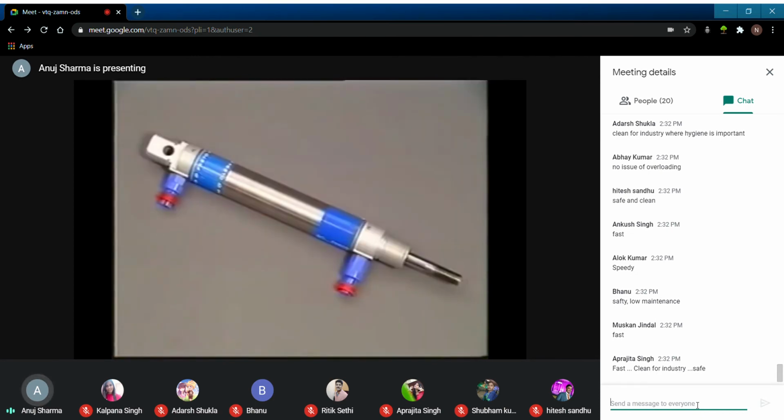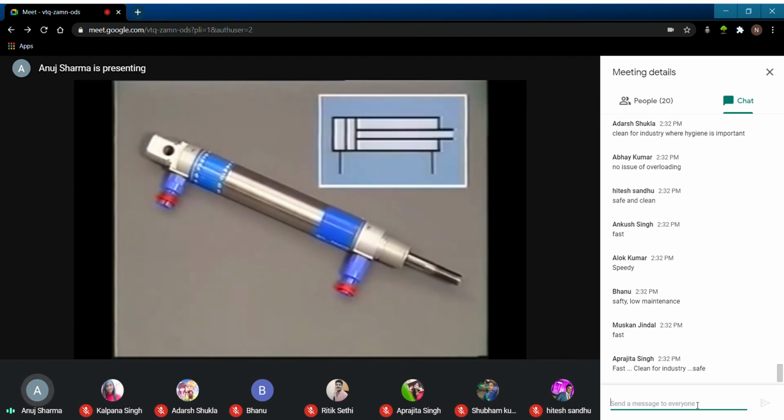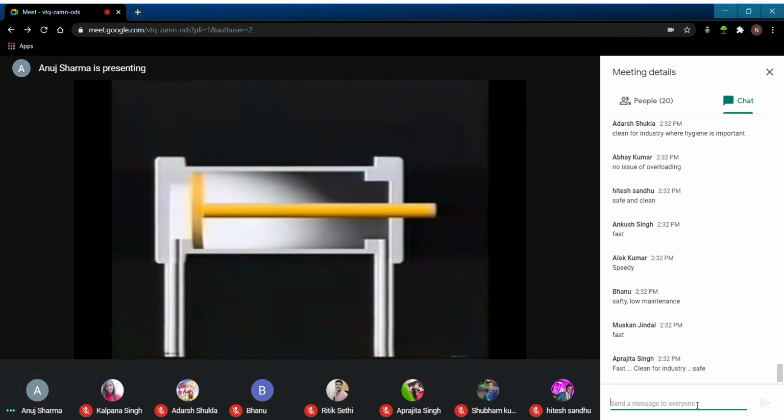In applications requiring work in both directions, the double-acting cylinder is used. This is a double-acting cylinder and its ISO symbol. Note that it has two inlet ports and does not contain a return spring.